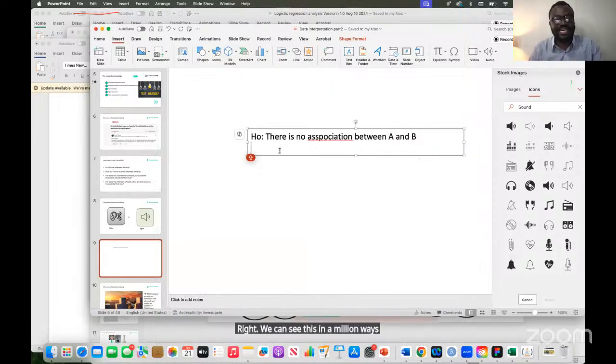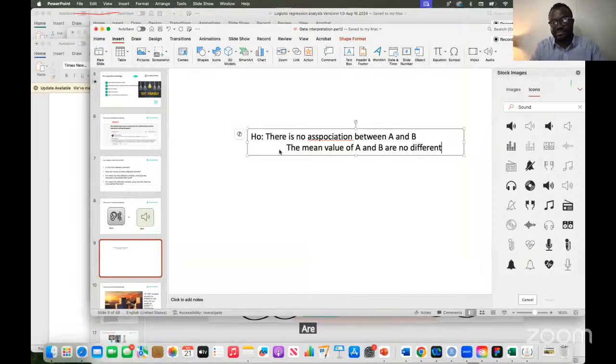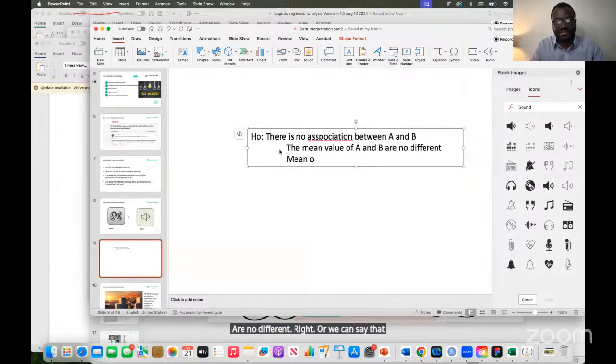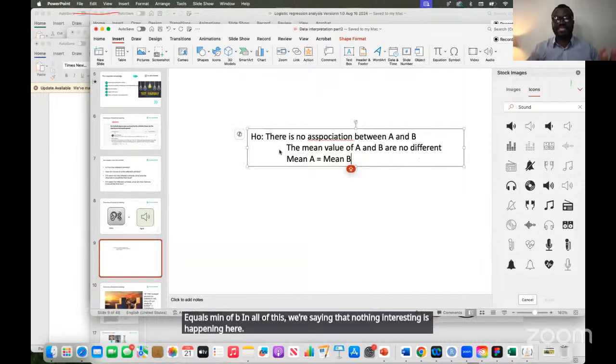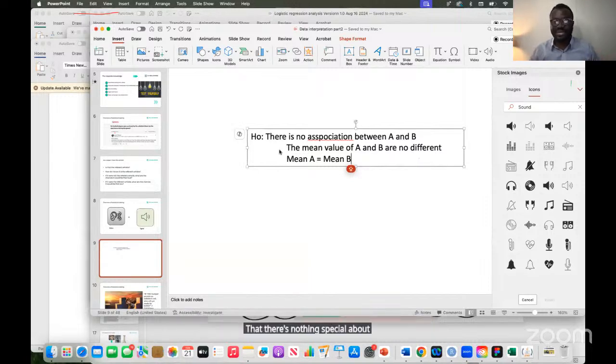We said you can say there is no association between A and B, or if you're looking at means, the mean values of A and B are no different, right? Or we can say that mean of A equals mean of B. In all of this, we're saying that nothing interesting is happening here, that there's nothing special about mean of B, nothing out of the ordinary.